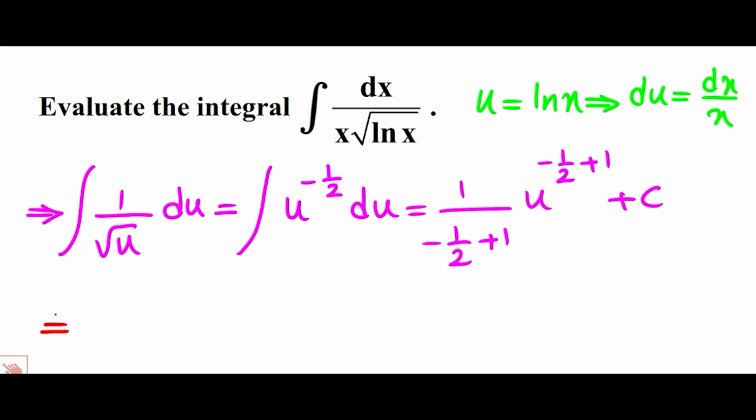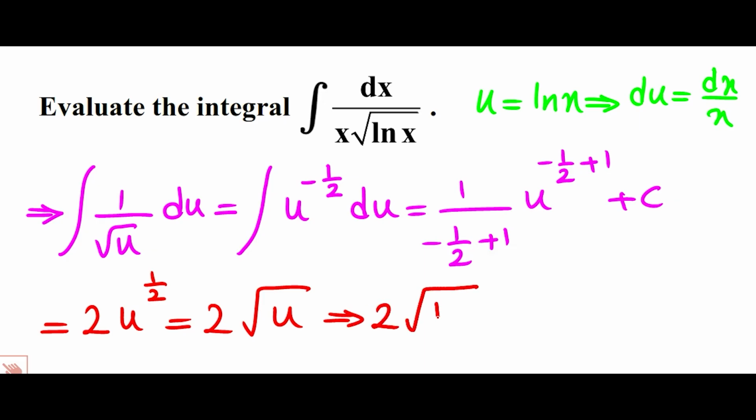So we have negative 1/2 plus 1 equals 1/2. So 1 over 1/2 equals 2 times u to the power of negative 1/2 plus 1 equals 1/2, right? Or 2 the square root of u. u equals ln of x, so if we substitute back, we have 2 the square root of ln of x plus c.